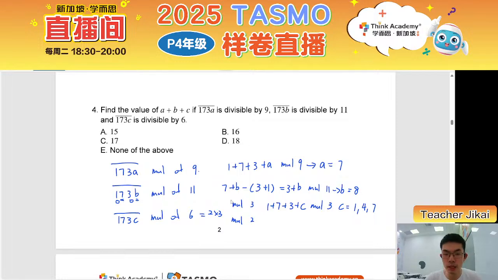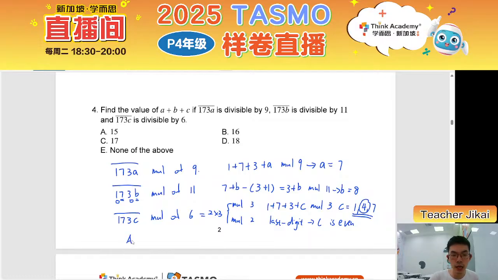And how about multiple of 2 here? If we have a multiple of 2, it means what? It means the last digit, which is C here, is even. So we know C only has 3 choices, 1, 4, and 7. And we know C here is even. So what can C become? C can only become the 4 here, right?